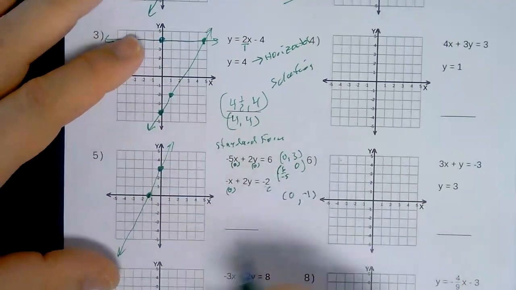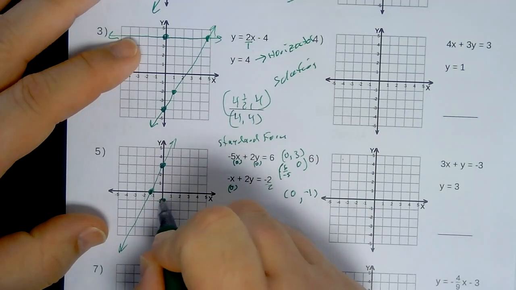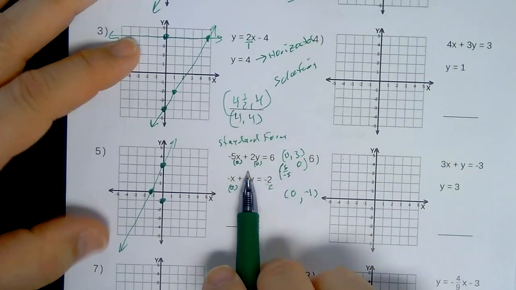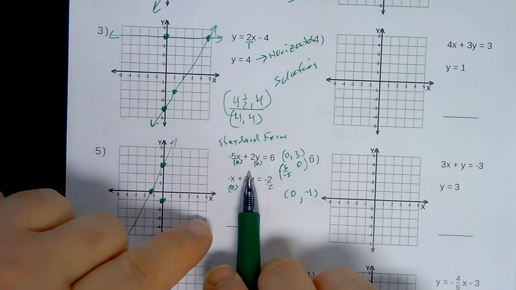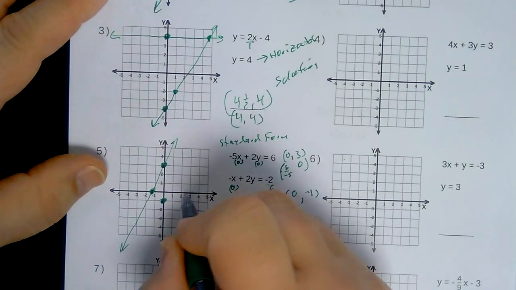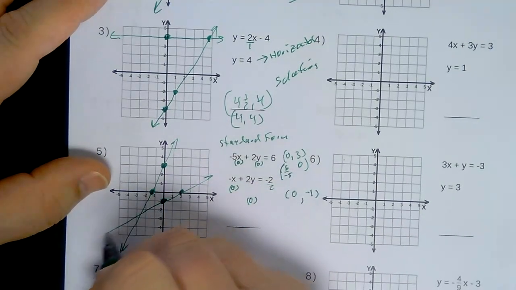Okay. So plot this point, 0, negative 1, is going to be right about here. And then if I let y be 0, I'm going to cover that up. Negative x equals negative 2, so then x would equal 2. So there we go. There's my other point right there. So draw your line as best you can.